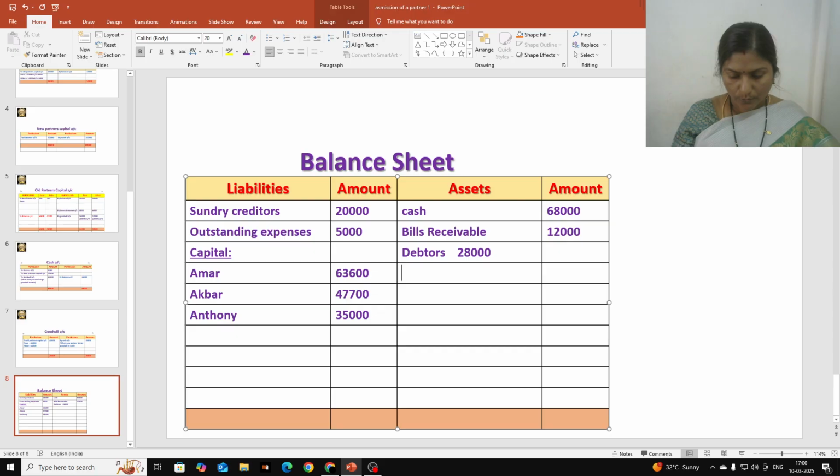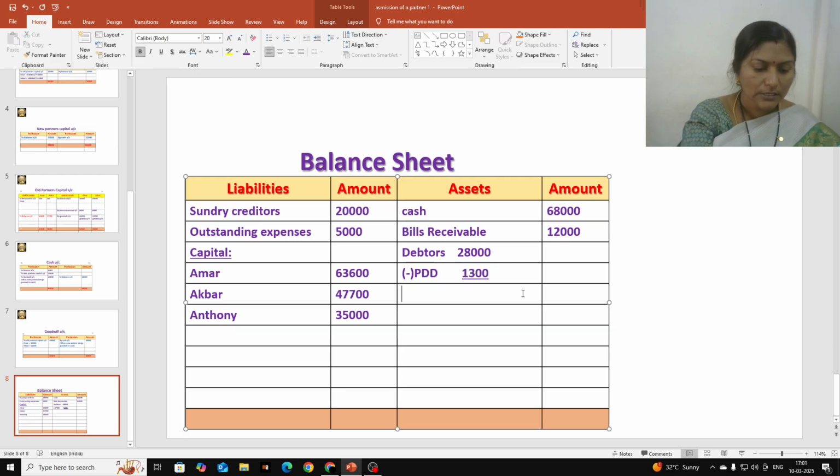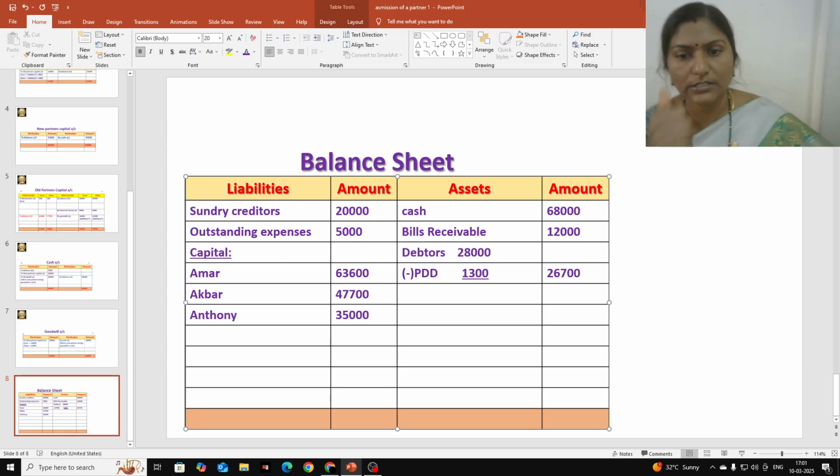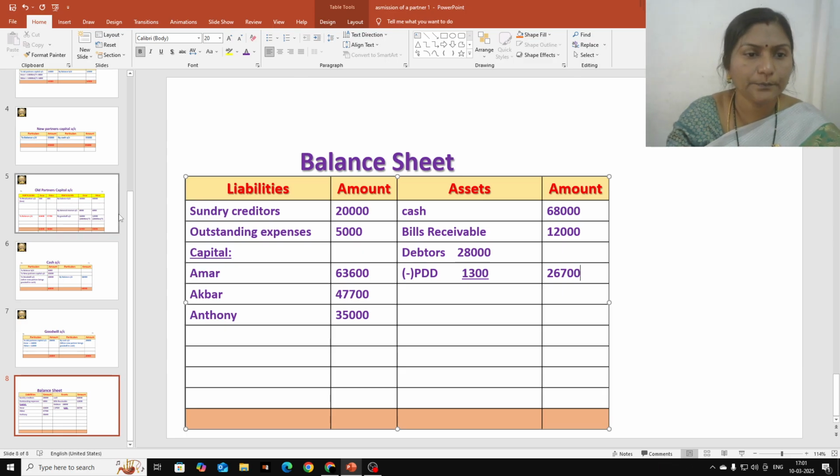So minus PDD. How much is PDD? PDD is equal to 1300. Whatever we write in revaluation, that we will deduct. So you deduct 1300 from 28,000. How much will you get, students? 28,000 minus 1300, so you will get 26,700. You record that in the amount column, 26,700. Hope this is clear. Let us go to next item.